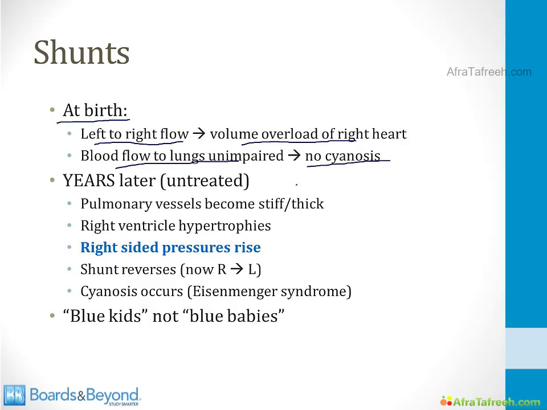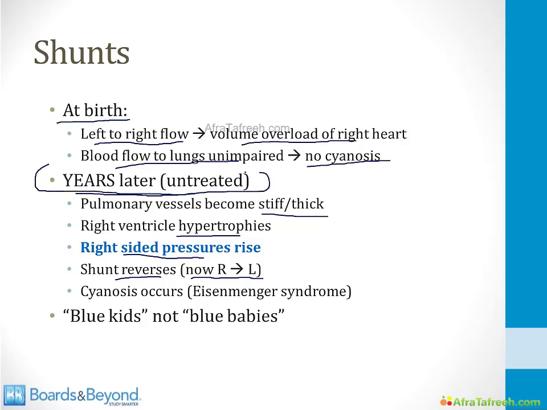Now, if you leave one of these shunts untreated for many years, eventually the pulmonary vessels will become stiff and thick and the right ventricle will hypertrophy. This will lead to an increase in the right-sided heart pressures, and eventually the pressures can get so high that the shunt reverses and now conducts blood from the right side of the heart to the left. In this situation, which takes many years to develop, cyanosis will occur. This is called Eisenmenger syndrome, and we'll talk about this at the end of this video. So because it takes many years for one of these shunts to lead to cyanosis, it is often said that these shunts cause blue kids, not blue babies, meaning that they are not cyanotic at birth, they are cyanotic many years later if the shunt goes untreated.